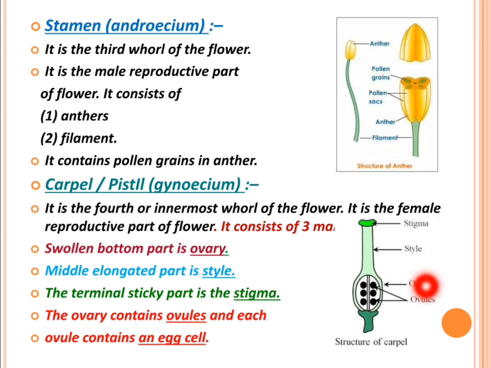Swollen bottom part is ovary. Then middle elongated part is called style, and terminal sticky part is called stigma. In ovary, there are ovules and each ovule contains an egg cell.